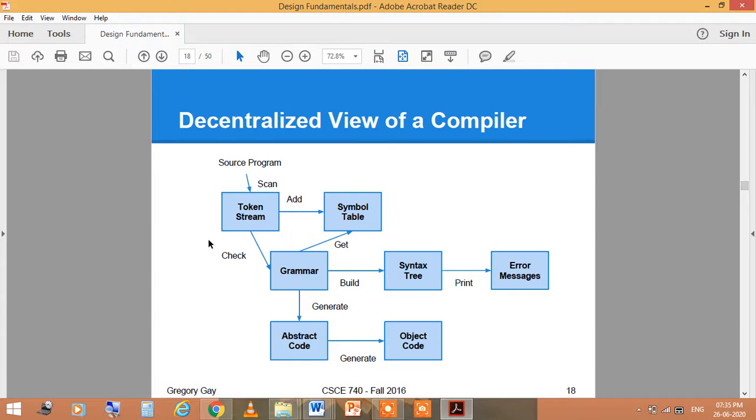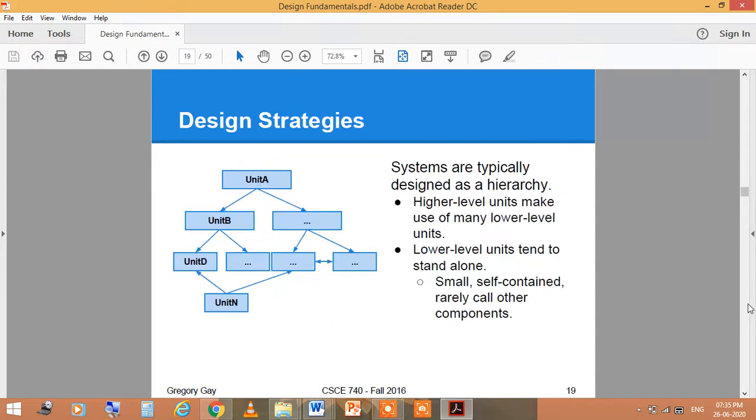See in this figure, this is the source program, token stream, scan, add symbol tables. This is a grammar check. Then from this grammar check we get to the symbol table, then after that build a syntax tree, and finally the error message is printed. And if this grammar generates this abstract code, this abstract code will generate the object code.